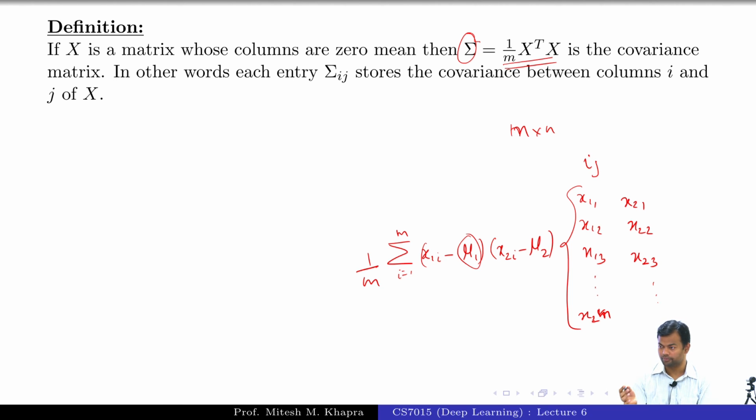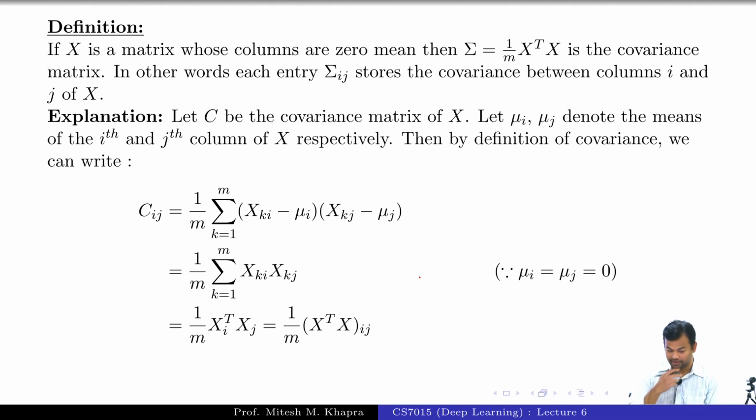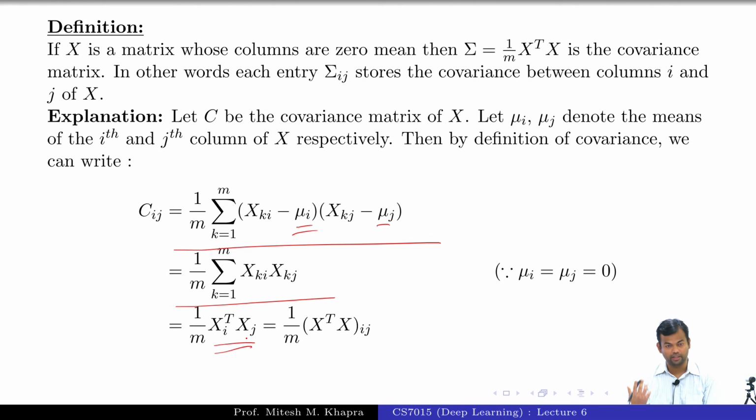Now if the mu's are 0, what does this boil down to? The summation of x1i times x2i. What is this quantity actually? This is the dot product between the ith column and the jth column. So the Cij-th entry is given by this formula. If the means are 0, you are just left with this formula, which is nothing but the dot product between the ith column and the jth column. And if you write it as a matrix, it's the ijth entry of the X transpose X matrix. Everyone gets this? No one has any confusion? Fine. Good.